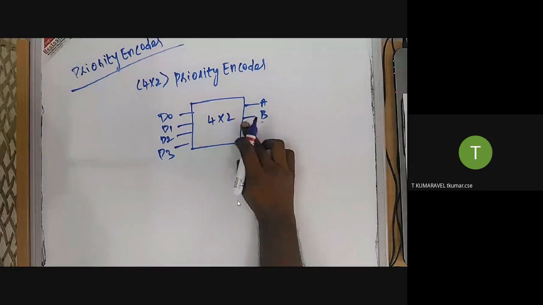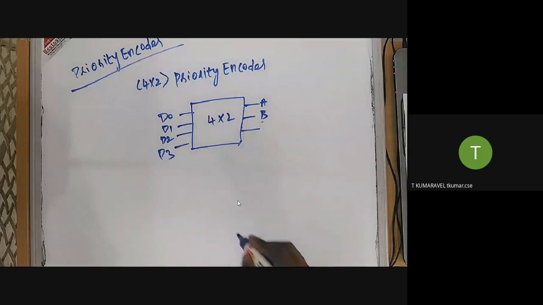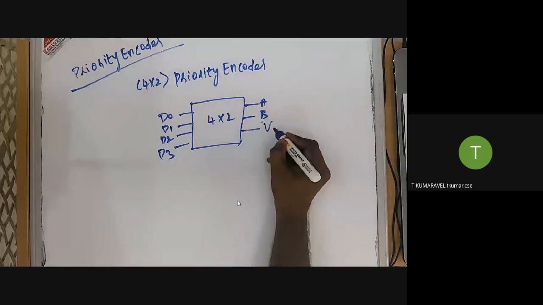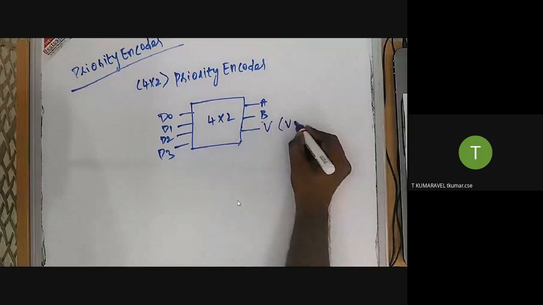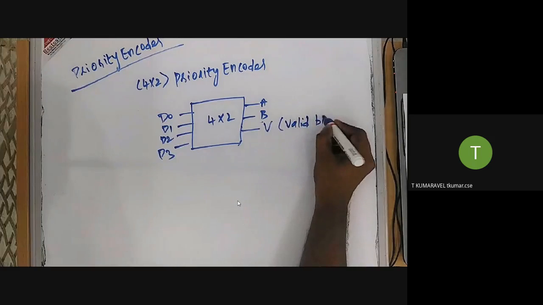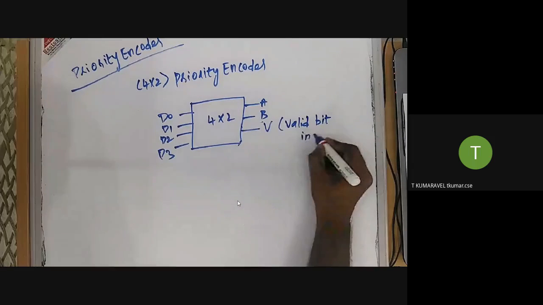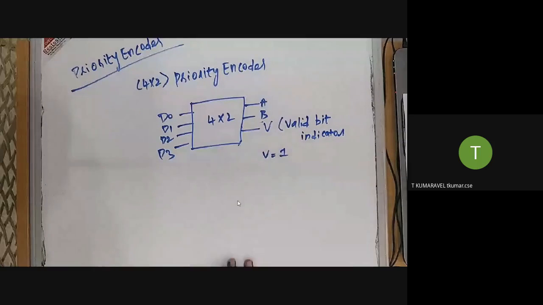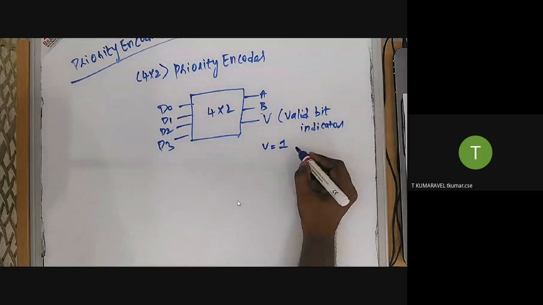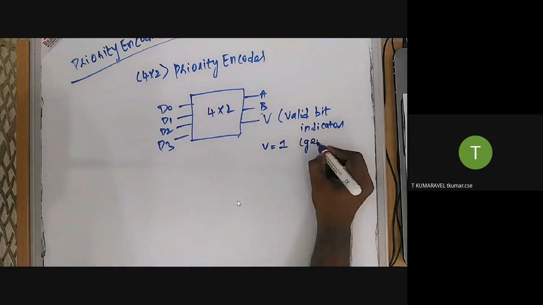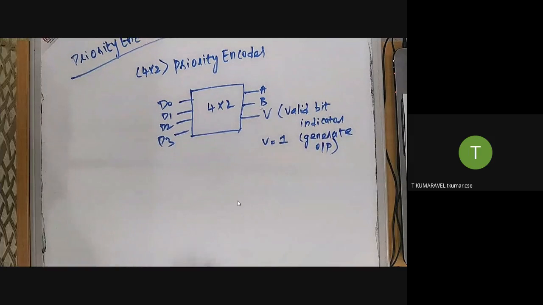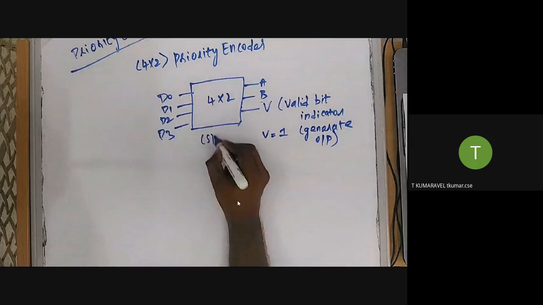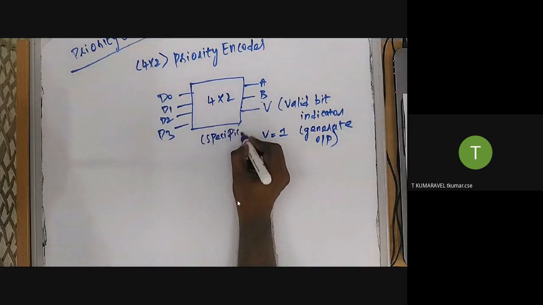Already I said the priority encoder has one extra bit called a validation bit, otherwise called a valid bit indicator. Suppose V equals 1, then only it generates the output. So based on the specification, I'm going to draw the truth table.